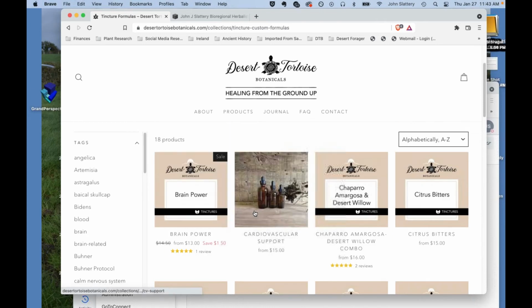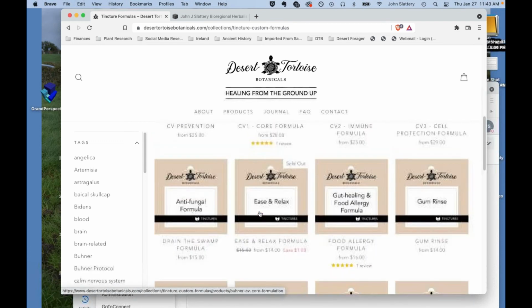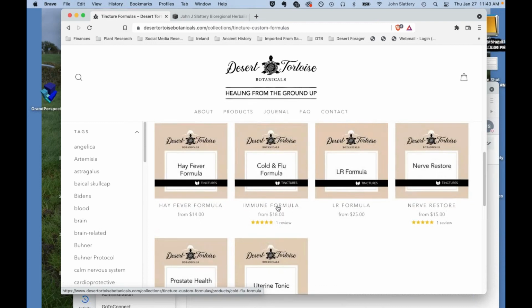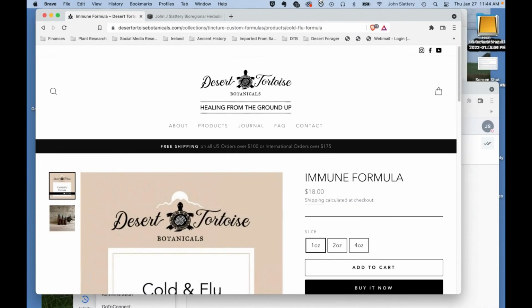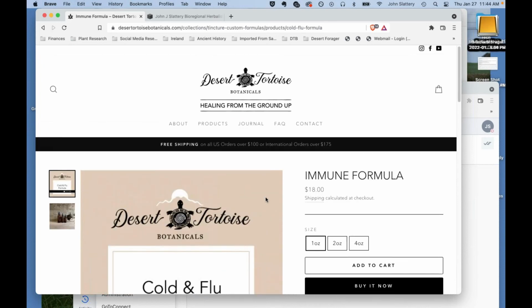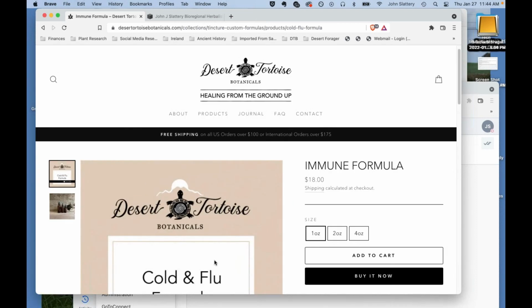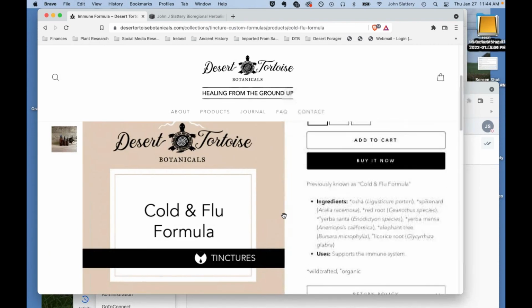What we're going to do is skim through some of these formulas here. Some of my original formulas, go back to cold and flu formula, aka immune formula. So I renamed it to satisfy the FDA, but kept the same label and kept this image, and they didn't say anything about it. So that may cause some confusion, but if you purchase this from us, the label will still say cold and flu formula, but we call it immune formula. And frankly, I like the name immune formula a little bit better now.